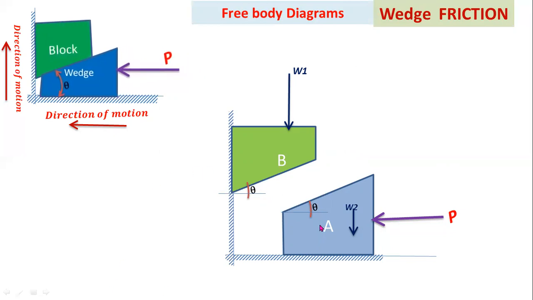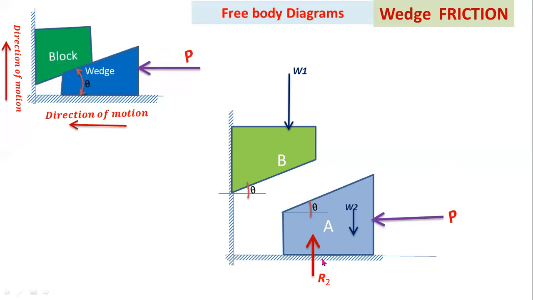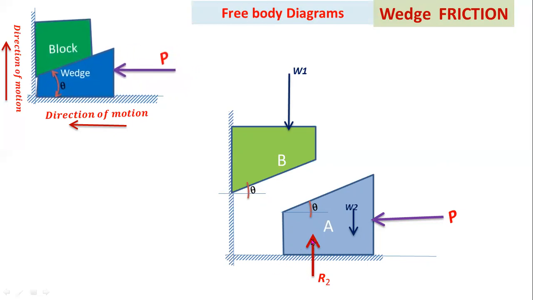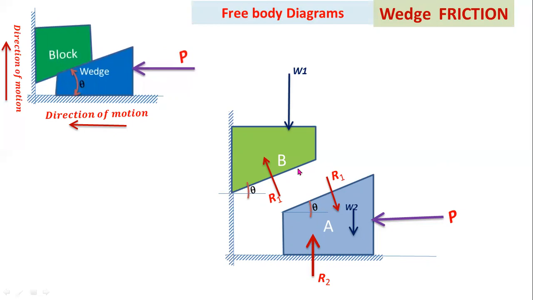After that, you have to mark reaction forces at the points of contact. Here you have to consider reaction force R2: for the wedge and the bottom horizontal floor, you have to consider the normal vertical reaction force R2. You also have to consider a reaction force at the point of contact between the block and wedge. This is a common surface, so you have to consider two equal and opposite normal reactions.